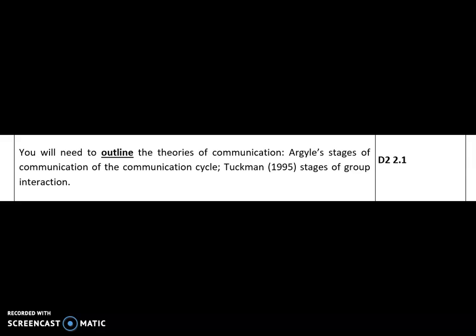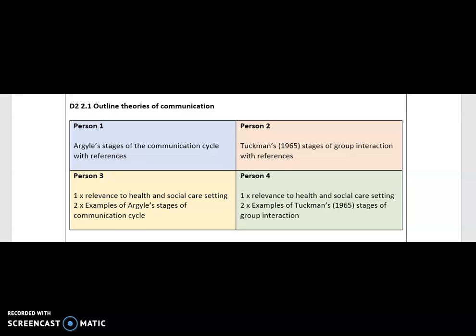The second part is your D2 2.1. It says you will need to outline the theories of communication, which are Argyll's stages of communication of the communication cycle and Tuckman's stages of group interaction. Now the suggestion is that you have your 4 individuals. One person looks at Argyll's stages of communication cycle with references, another person looks at Tuckman's stages of group interaction with references, then the third person has the ability to create some examples of Argyll's stages of communication, 2 of them, and refers to how these stages of communication actually work within the healthcare setting or the social care setting.